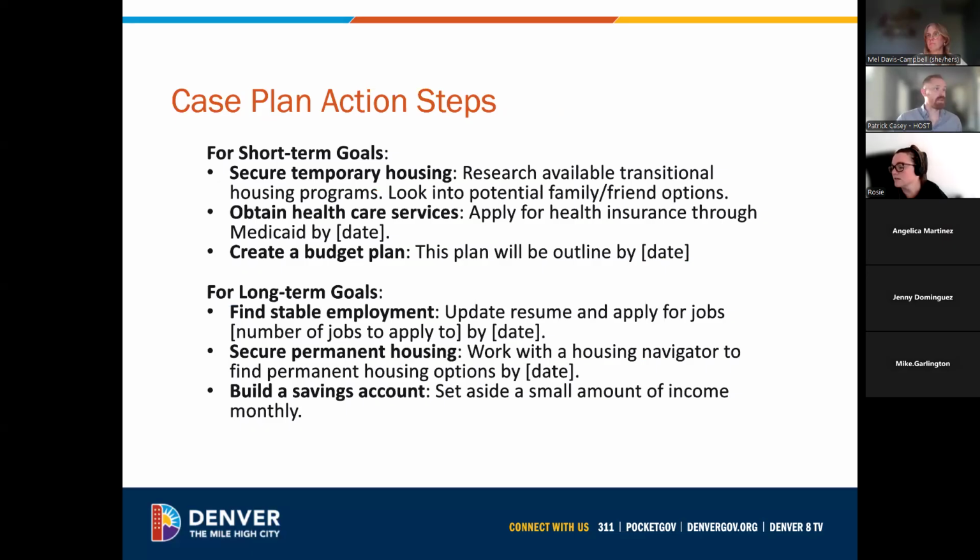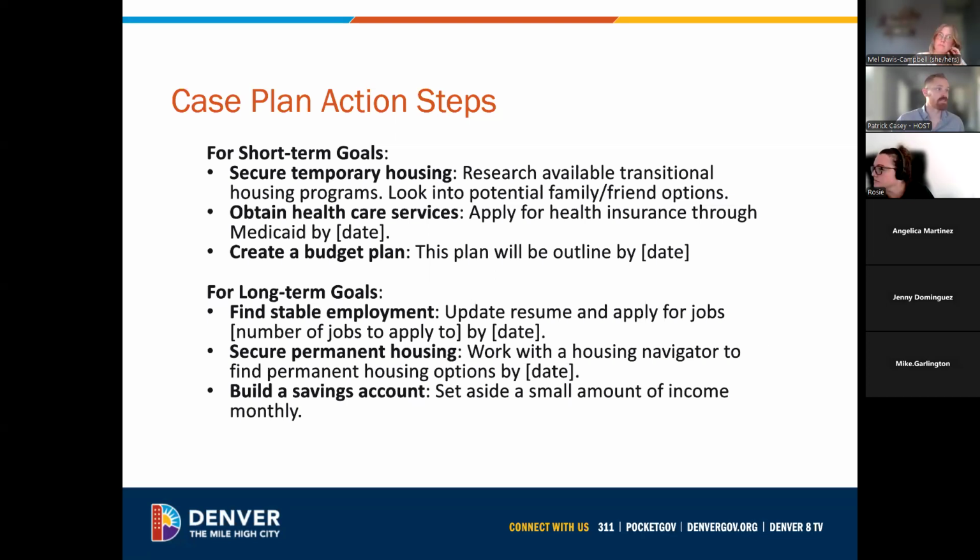And next, we have some specific action steps that we'll take with Homer's case plan. So again, with some of his short-term goals, he's outlined secure temporary housing. Researching available transitional housing programs is one thing that he has indicated he would like to do. And he has also talked about some possible family that is in the area that he could stay with.